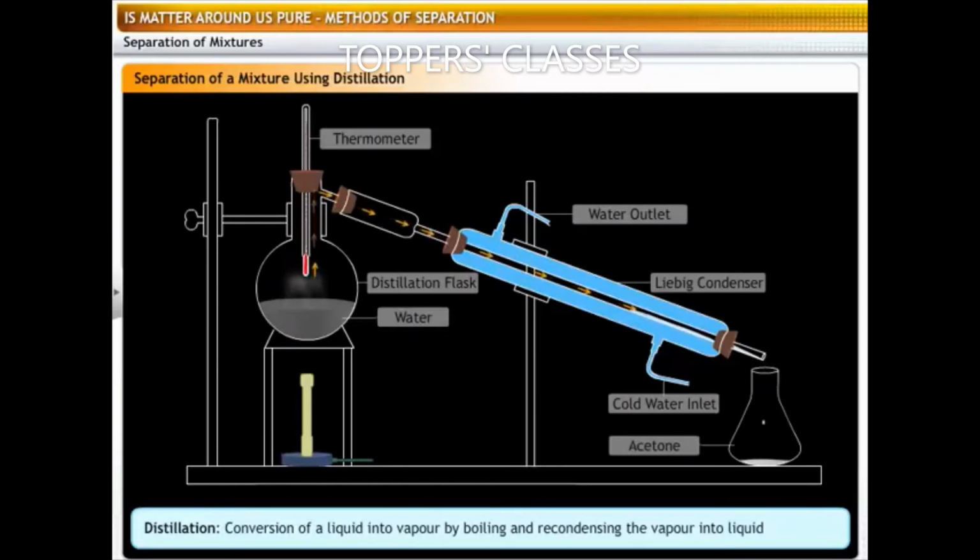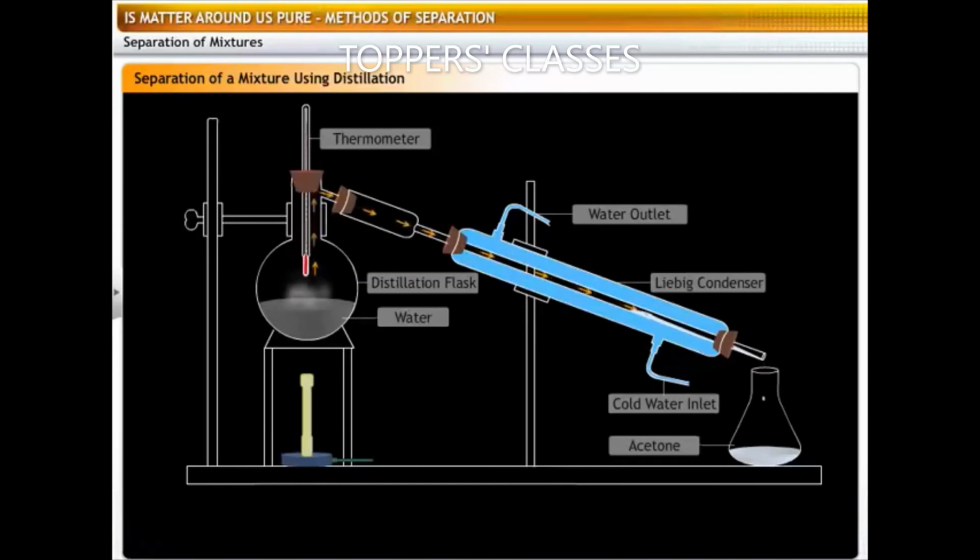This process of conversion of a liquid into vapor by boiling and then recondensing the vapor into liquid is called distillation. This method is used for the separation of a mixture containing 2 miscible liquids that boil without decomposing and have a large difference between their boiling points.